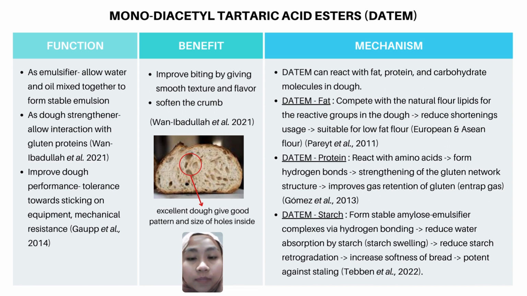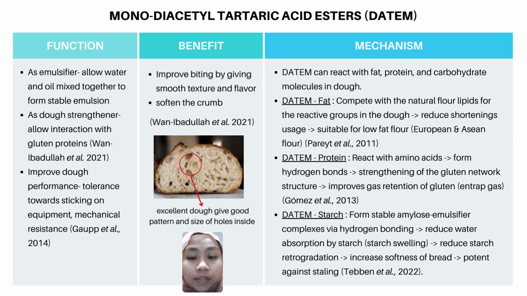As for the interaction between DATEM and protein, it reacts with the amino acids to form hydrogen bonds, so it can strengthen the gluten network structure. This can lead to improved gas retention of gluten, which prevents the escape of gas in the dough, as we can see in the figure.